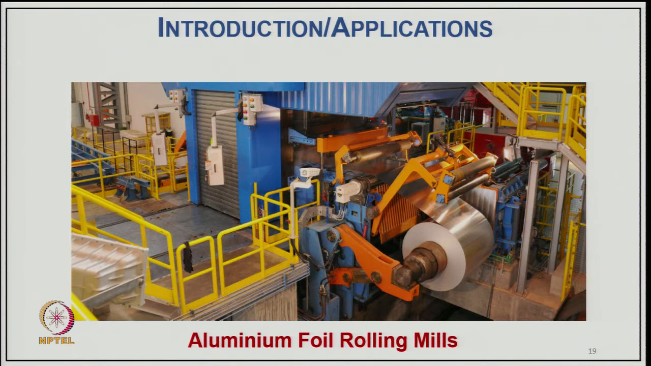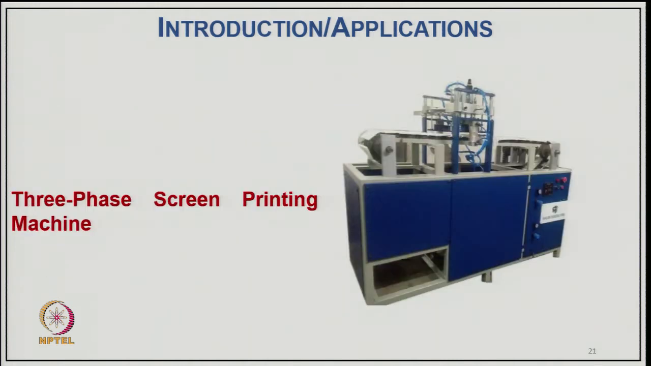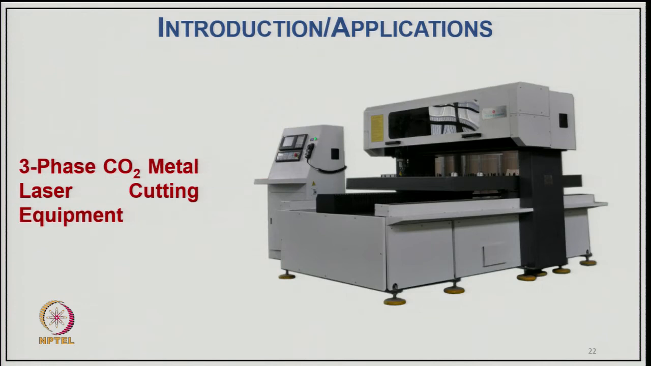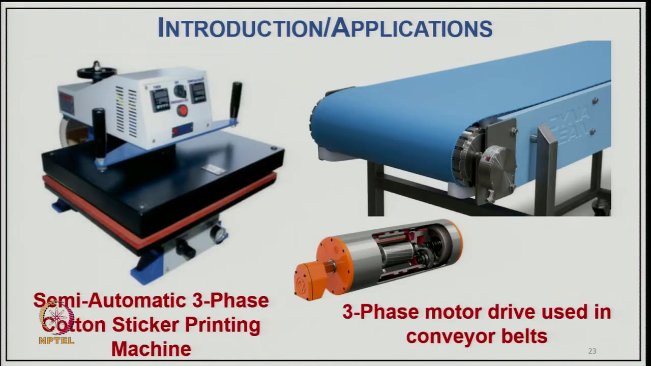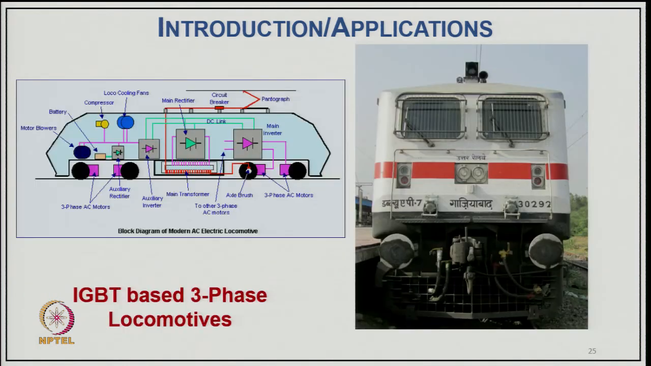The electric 3 phase double stack convection oven, then your aluminum foil rolling mills. Rolling mills certainly need a lot of synchronized motion, so we use the motor for that. Then you have a wind turbine generator, that is also normally 3 phase, or you have a 3 phase screen printing machine, then 3 phase carbon dioxide metal laser cutting equipment, and a semi automatic 3 phase cotton sticker printing machine, or a 3 phase motor driven conveyor belt, or a 3 phase textile stitching machine utilizing a 3 phase servo motor.